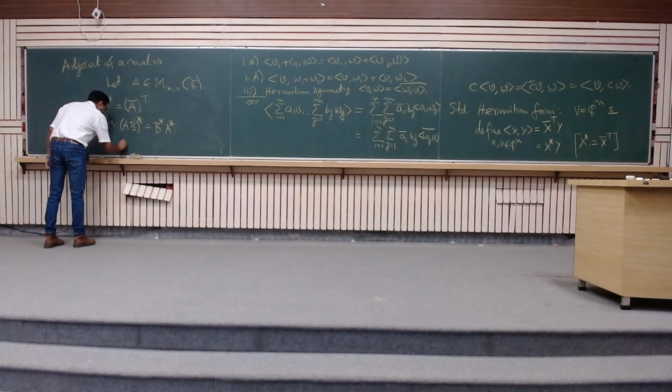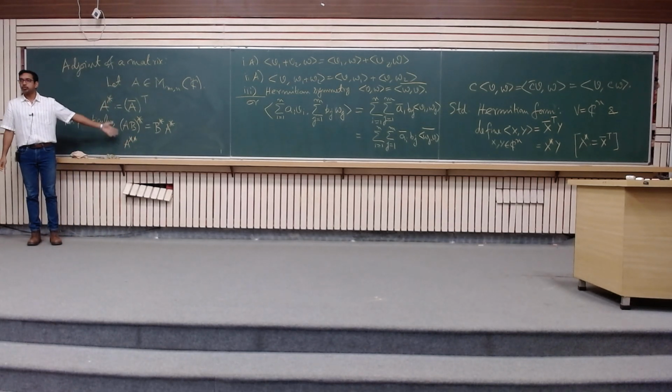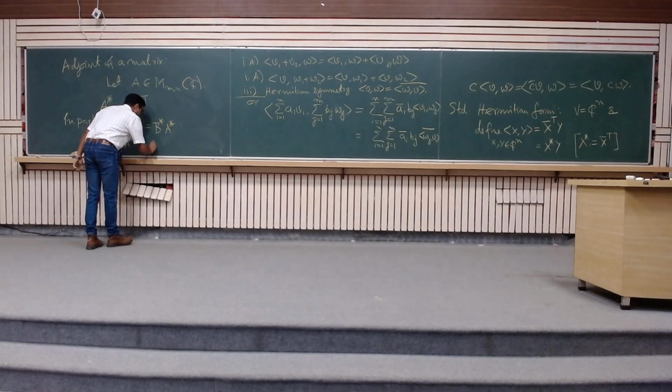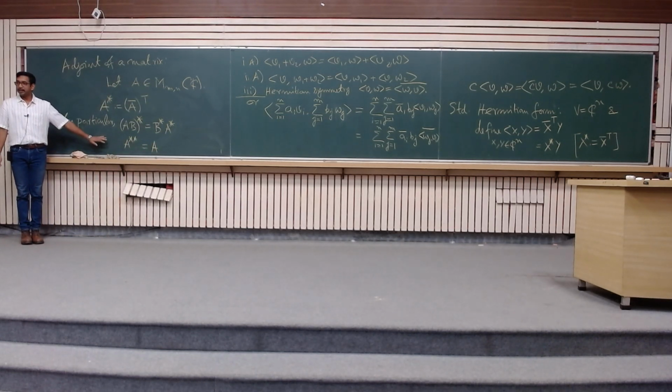Also, A double star: you take the bar transpose once and you take the bar transpose once again. What are you going to get? You are going to get A back, right? So this is this. And this is true for any matrix A.